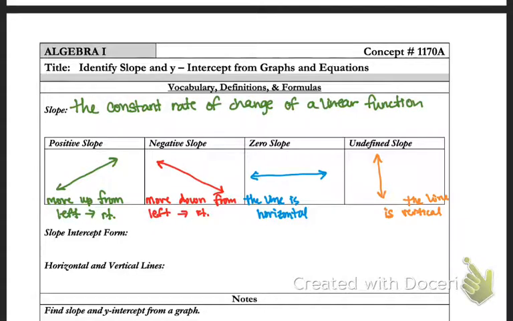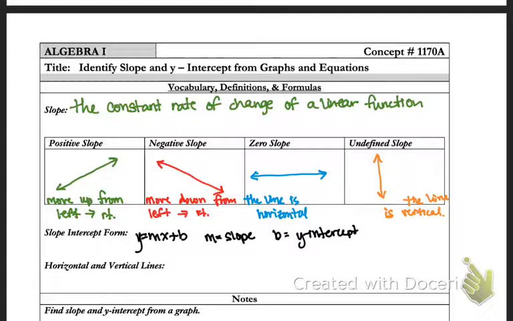Slope-intercept form is y equals mx plus b. You're going to be hearing that an awful lot, so hopefully you've heard it before now. M is the slope, the rate of change. B is the y-intercept, where the graph crosses the y-axis.